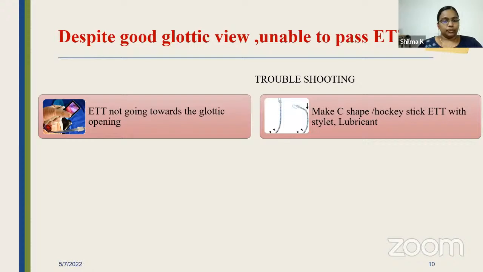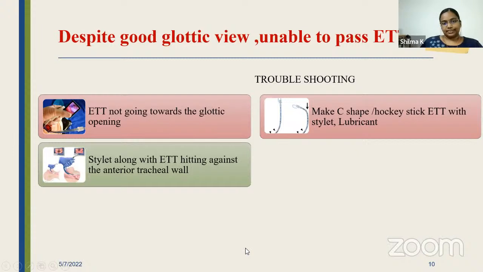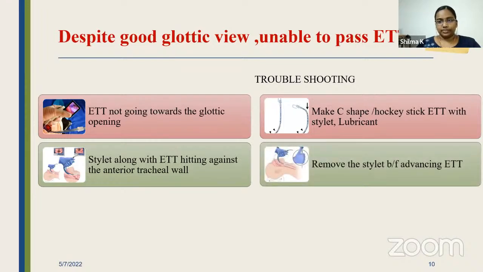In another scenario, the endotracheal tube is at the glottis, but we are not able to negotiate the tube towards the glottic opening. It might be due to the stylet along with endotracheal tube hitting against the anterior tracheal wall. So for that, we have to remove the stylet before advancing the endotracheal tube. As we push the tube in, we have to pull the stylet up.